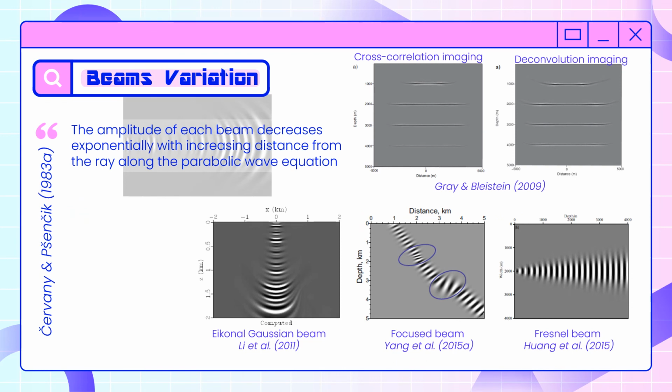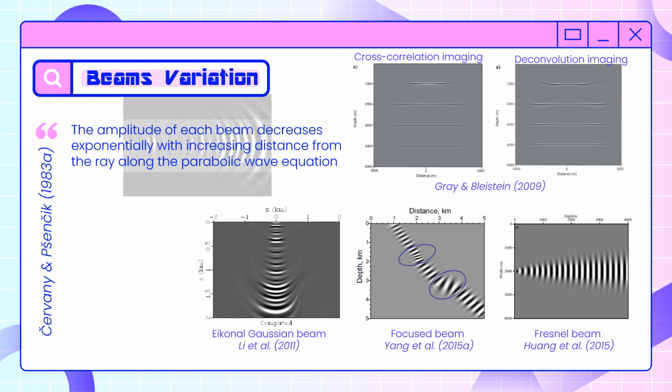Chervany and Senchik mentioned that the amplitude of each beam decreases exponentially with increasing distance from the ray along the parabolic wave equation, establishing the fundamental of Gaussian beam propagation. Using the Gaussian beam principle, multiple beam migration techniques have been developed which further improve the migration image of the Gaussian beam-based data.